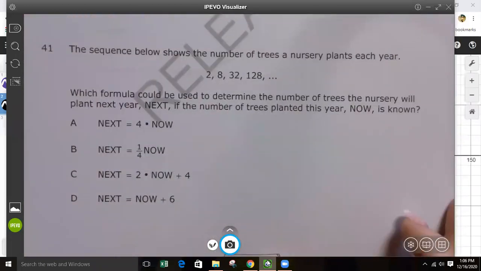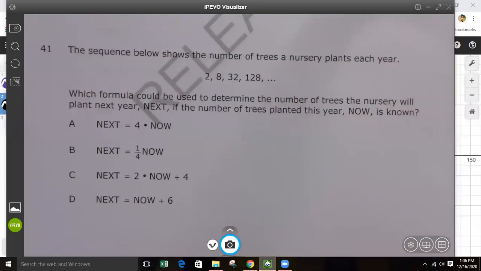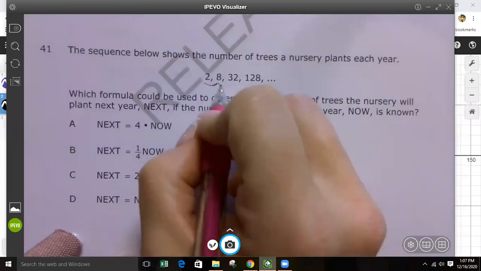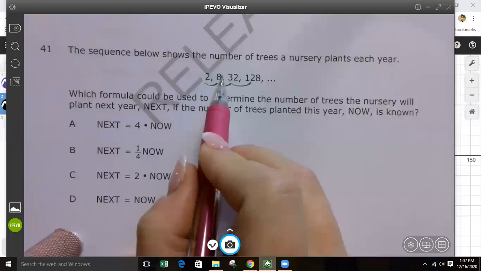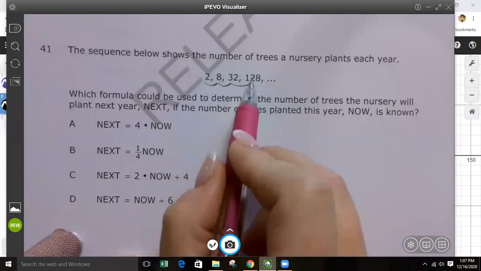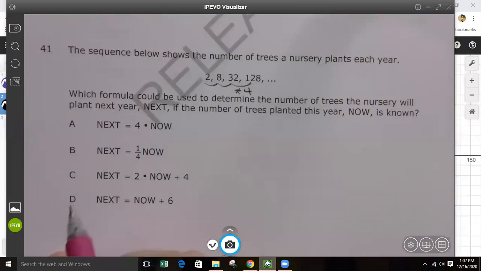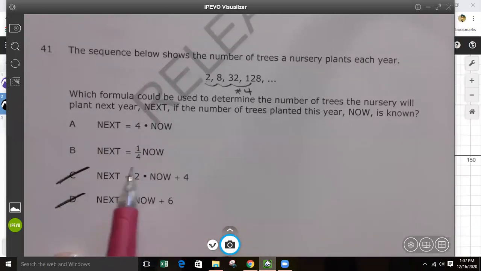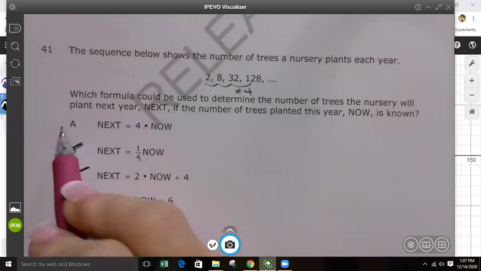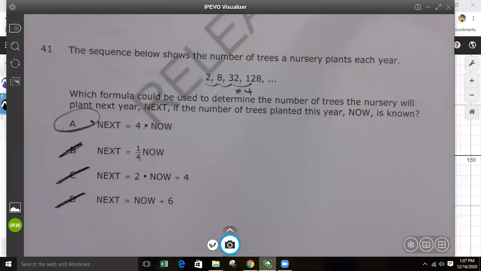The sequence below shows the number of trees a nursery plants each year: 2, 4, 8, 32, 128. Which formula could be used to determine the number of trees the nursery will plant next year, if the number of trees planted this year is known? So we just want a next-now statement. So all we have to do is know what's happening right here. How do I get from 2 to 8, 8 to 32, and 32 to 128? We're multiplying by 4. So that eliminates anything that has a plus because we're multiplying. And then are we multiplying by 1/4 or are we multiplying by 4? We're multiplying by 4. So that one's very cut and dry.